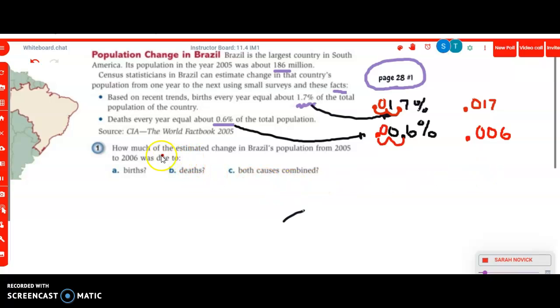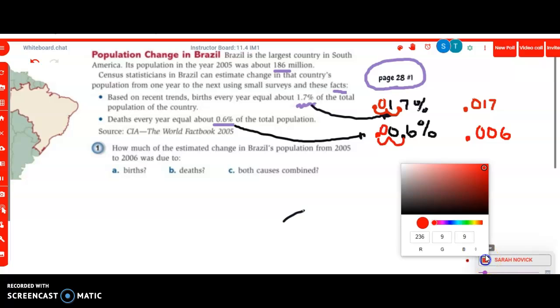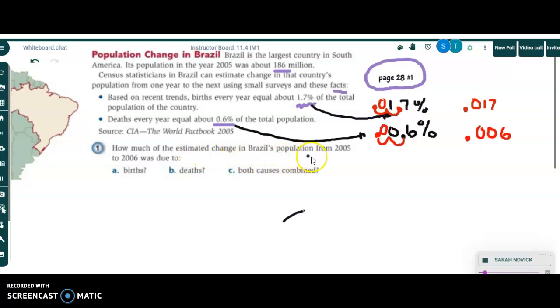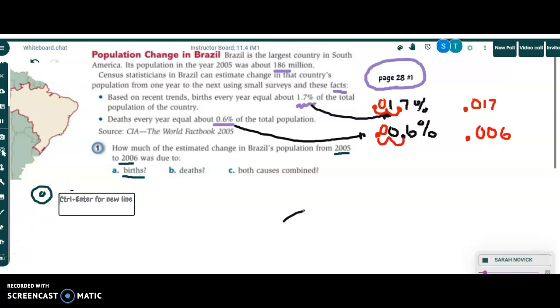So let's take a look at our question. How much of the estimated change in Brazil's population from 2005 to 2006 was due to births? So right away we know for our birth rate, we're going to be using this right up here, this 0.017. So the math equation for the births, let's put this A, would be 186 times 0.017. Okay? And we're going to get a number answer for that.